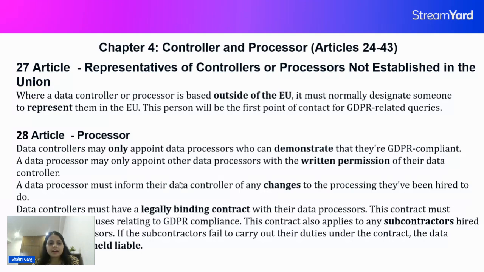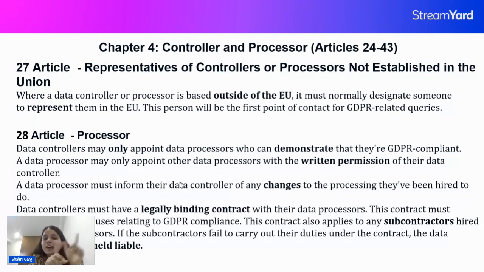And now the representative should be from the local member state only, where the data subject whose personal data is processed is located. Connecting this with the territorial scope along with the material scope. So what it is saying is that the representative should be appointed where they are, I hope you can understand. Look, the territorial scope we have already studied, the material scope we have already studied.